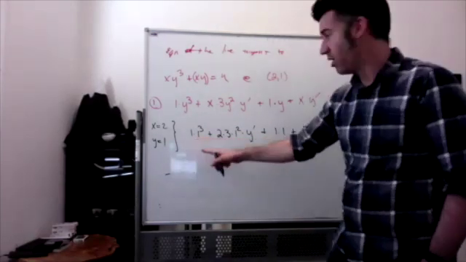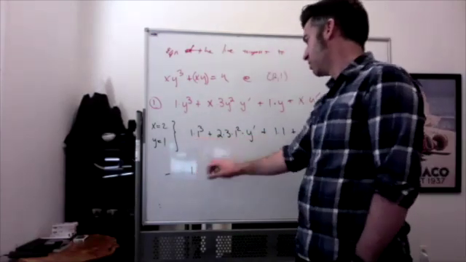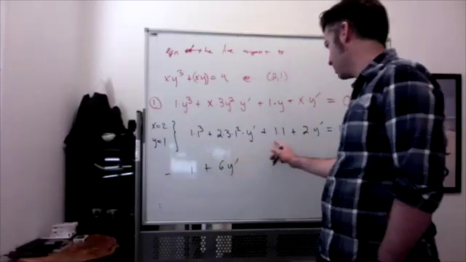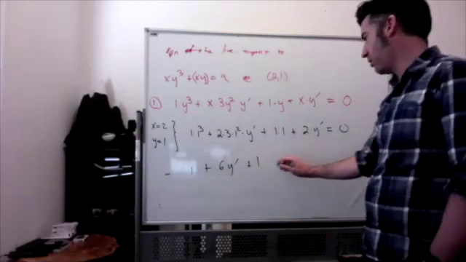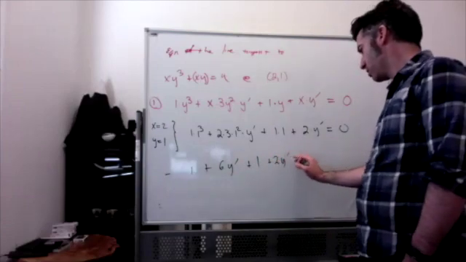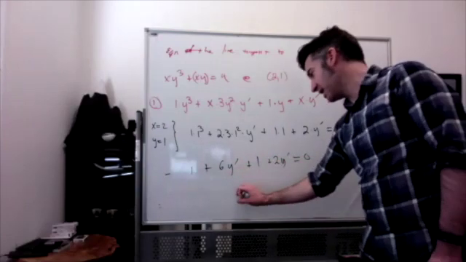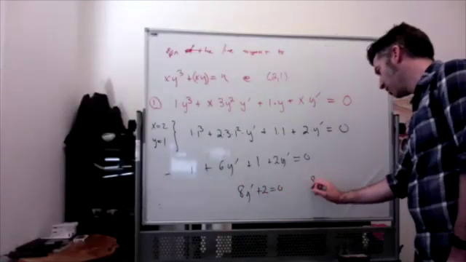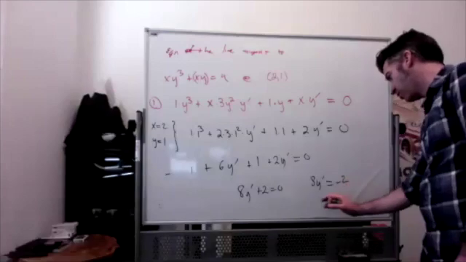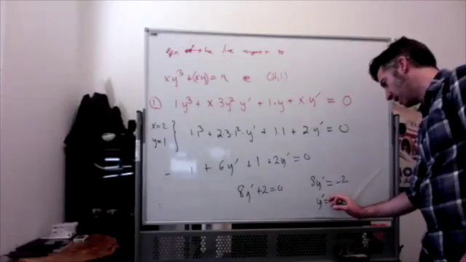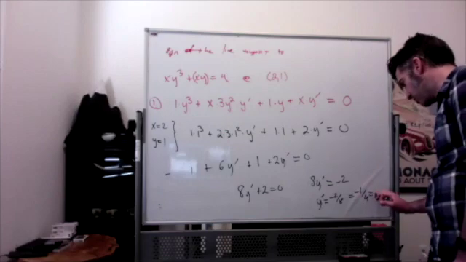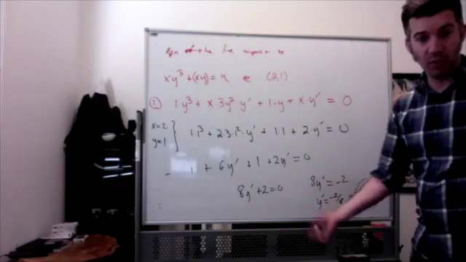I should start from the left. Sorry. 1 times 1 is 1. 2 times 3 times 1 is 6 y prime. 1 times 1 is 1, plus 2y prime equals 0. So 2 plus 6 is 8 y prime, plus 2 equals 0. 8y prime equals negative 2. Y prime equals negative 2 over 8, which is negative 1/4. And that's your slope at the point.